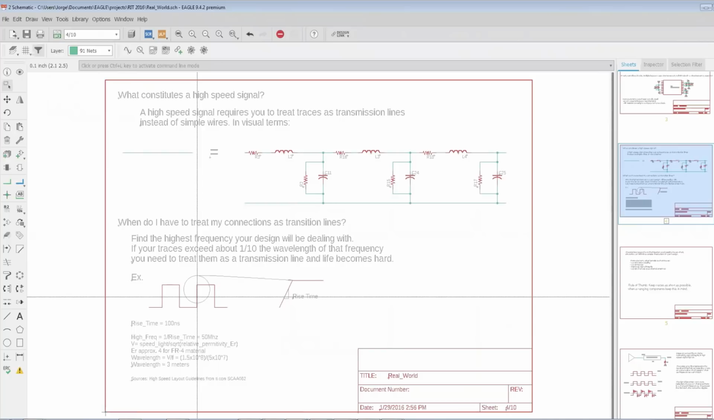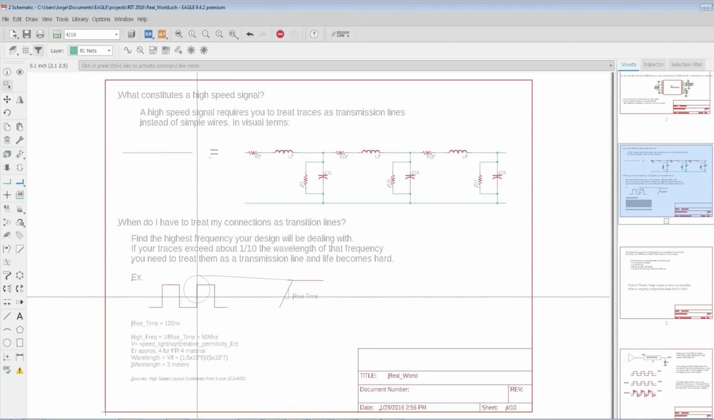So if your traces are considerably shorter than 3 meters, you can ignore the interconnect. You can treat it as you always have, as completely transparent. So what is a lot less than 3 meters? Well, TI defines it as 1/10 the wavelength. So 1/10 of 3 meters is 30 centimeters, about 12 inches. So if your traces are less than a foot, you're golden. You don't have to deal with any of this.